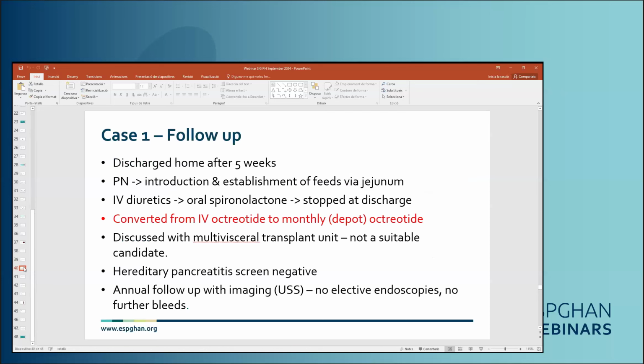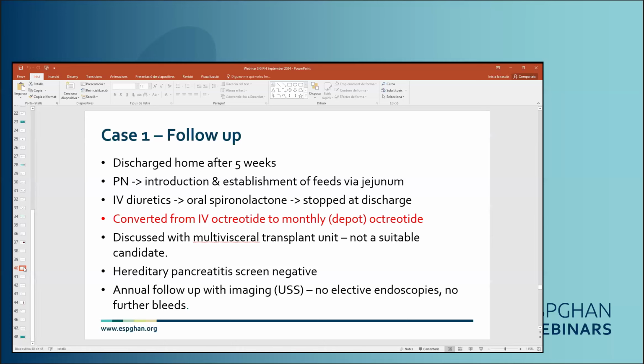So effectively, he was in hospital for about 5 weeks. It was a slow burn: we started him on PN, then introduced a jejunal tube so we could feed him beyond his stomach. He had been on IV diuretics, which we gradually switched to oral spironolactone, which he eventually stopped at discharge. Fairly early on in his case, given the extent of his thrombus, we thought, well, we're not going to give him anticoagulation because it's far too much thrombus and too extensive, and it would be too dangerous at the high doses.